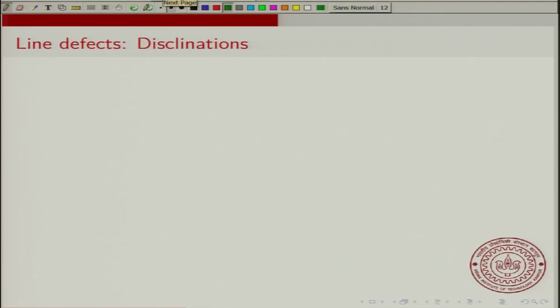There is another kind of line defect which is less commonly known, which is called a disclination. Here there is a change in orientation. So this refers to a change in orientation. You can think of it this way. If you have, for example, I'll just show it in 2 dimensions, a crystal that looks like this.